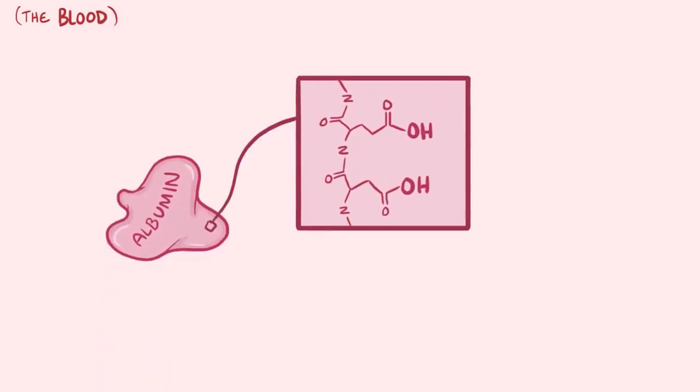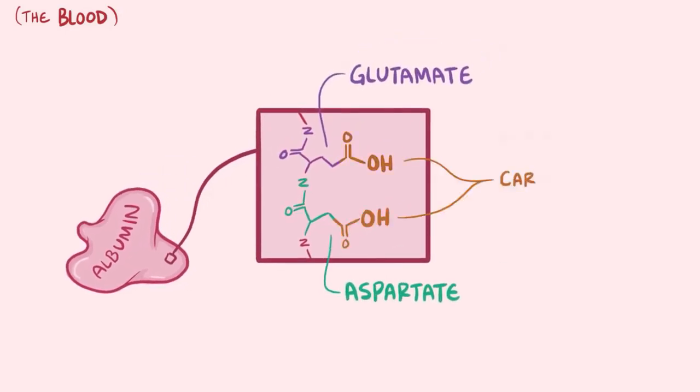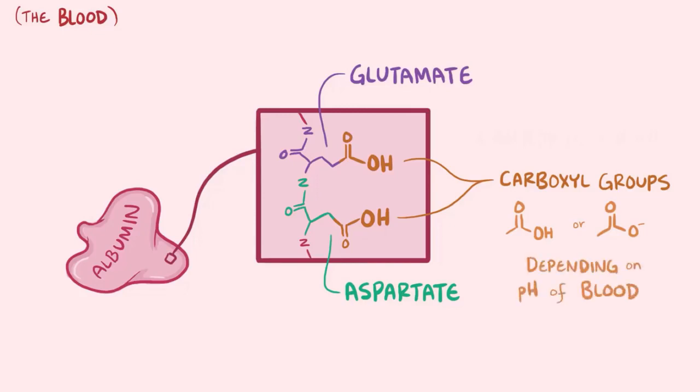Sometimes, though, total calcium levels in the blood, which includes diffusible and non-diffusible, can vary a bit, depending on the blood's pH and protein levels. This happens because albumin has acidic amino acids, like glutamate and aspartate, and these have carboxyl groups that are in the form of COO- or COOH. Overall, the balance of COO- and COOH changes based on the pH of the blood.